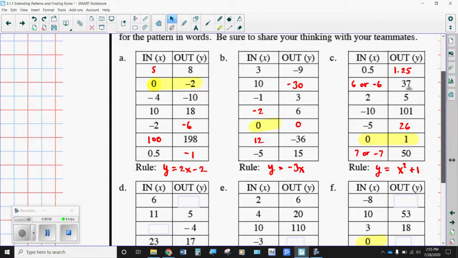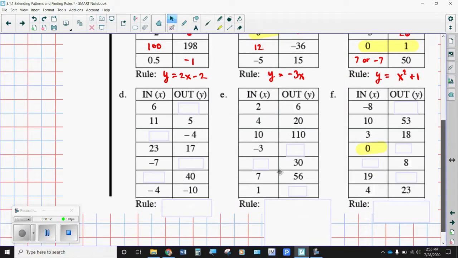And then, of course, working backwards, remember, when you square a negative number, you get a positive answer, just like squaring the positive. So you could have chosen either 7 or negative 7. You could have chosen 6 or negative 6 for this one, and both of them would have been correct. Now for the last 3.